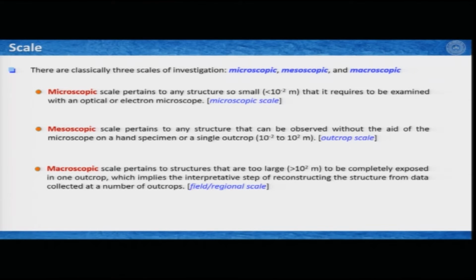So it's not going to be completely exposed in the outcrop that you may get in the field. You may get something here, something there, in between there is no rock exposure. So it's your background, it's your intellectual quality of the structural geology background, that how you can correlate from this outcrop to that outcrop. And when you do that, you are actually doing a macroscopic field observation or macroscopic study, macroscopic scale study of structural geology.